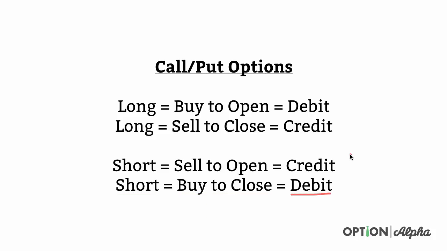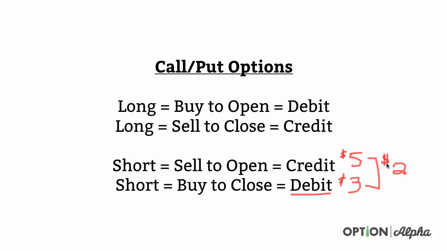Now you're going to hope that somewhere down the line, you buy back your contract and close out of the position. And let's say it only costs you $3 to buy out of the position. Now you are left with a net profit of $2.